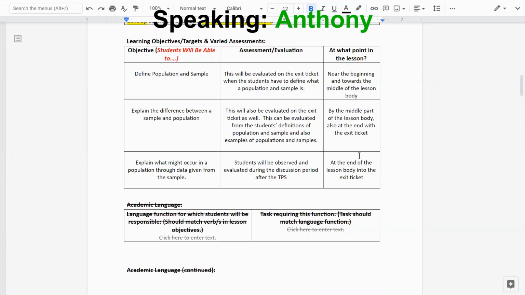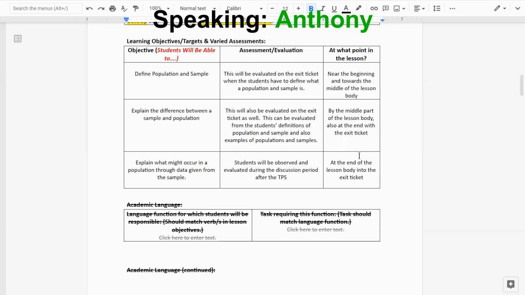We need to explain the difference between sample and the population. That's what students will have to do as well. This will be evaluated in the exit ticket as well. This can be evaluated from the students' definitions of population and sample, and also the examples that they give, because we will be doing a certain lesson where we will have a population and we'll have a sample, and they have to distinguish between the two. This will also be addressed in the middle of the body when they have to realize what the differences are between a sample and population.